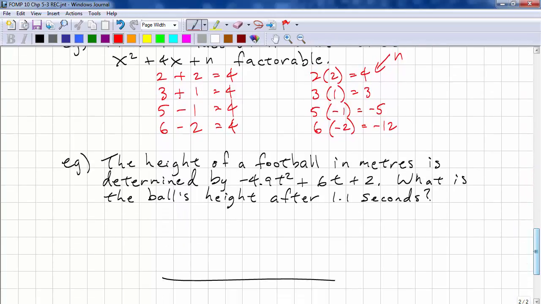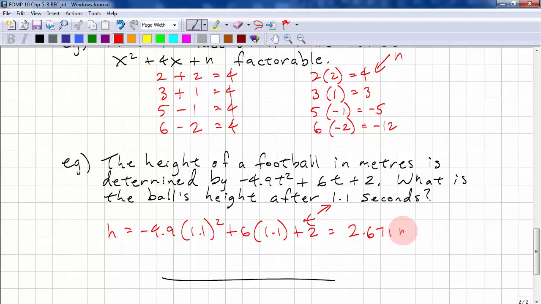And last type of problem. The height of a football in meters is determined by this expression. What is the ball's height after 1.1 seconds? So this is t, and h is equal to negative 4.9 times 1.1 squared plus 6 times 1.1 plus 2. Plug this into the calculator, and you should try this to make sure that your calculator works the same way. The answer is 2.671 meters.